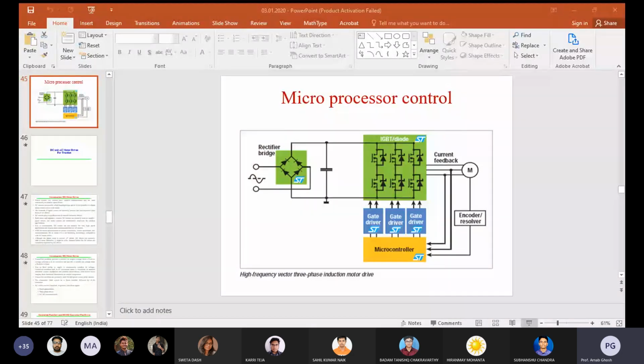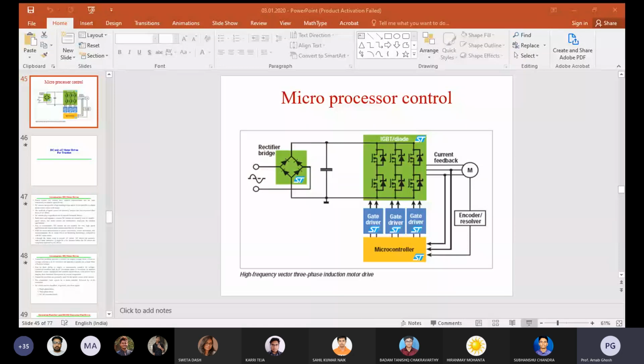So instead of an uncontrolled rectifier, you can also connect a full control rectifier. But what will be the difference? The difference is that maybe the power diode costs 50-60 rupees per diode. But if you go for a controlled switch, then instead of 50-60 rupees, it will be a minimum of 10 to 20 times for one solid state switch.